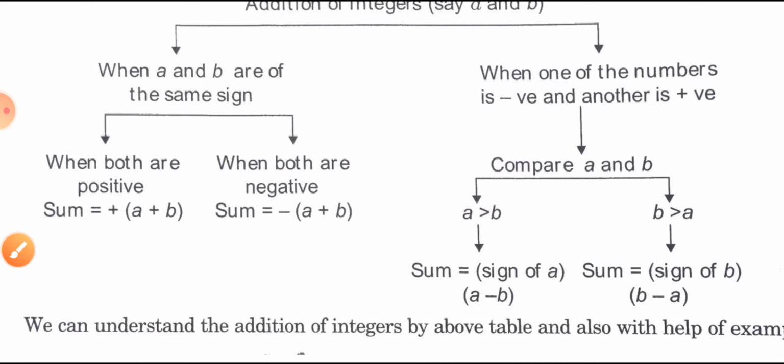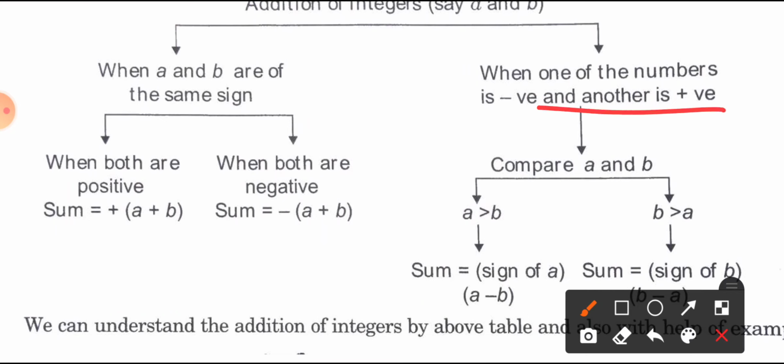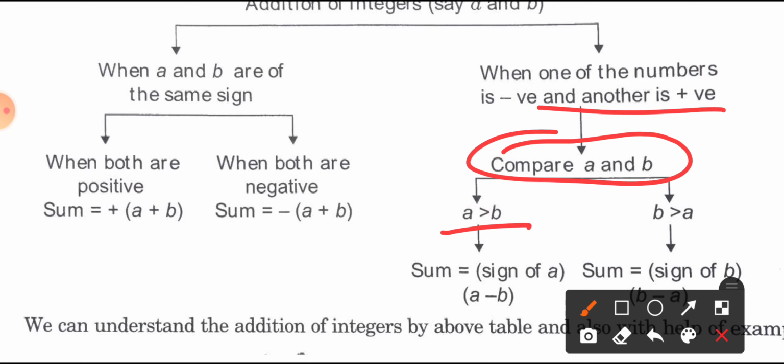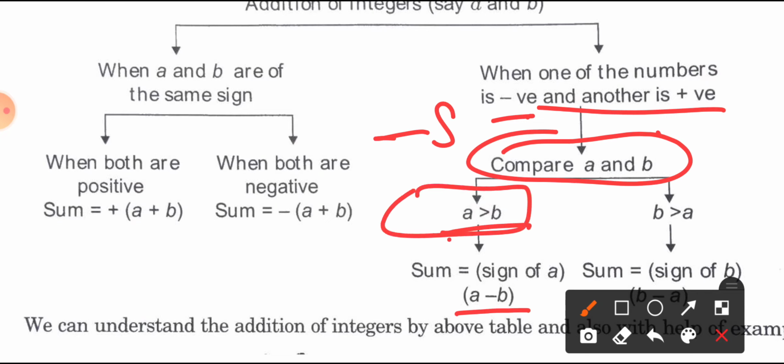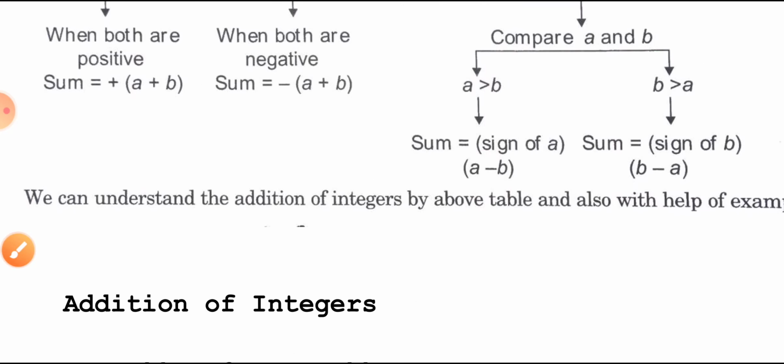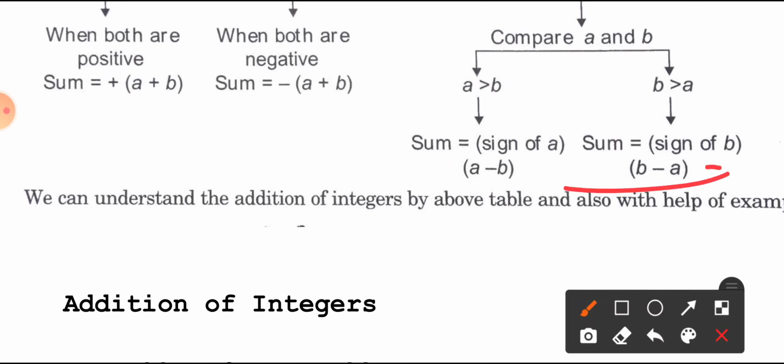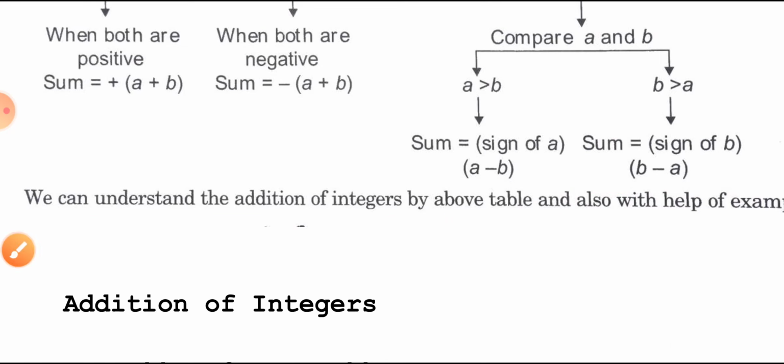And in the second case, when one of the numbers is negative and the second one is positive, we have to compare a and b. If one is negative and another is positive, then you have to subtract the smaller number from the greater number, but the sign will come according to the bigger number. If a is greater than b, then the sign of a, and if b is greater than a, then you have to put the sign of b. So let us see this addition of integers by these four conditions in the examples below.